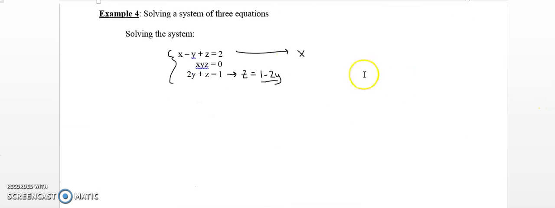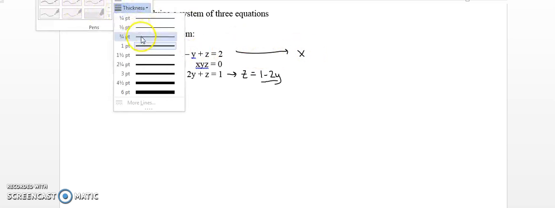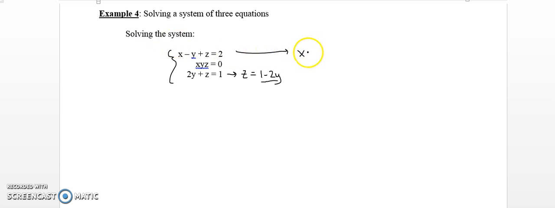I need to remember not to press the back button. Okay. x minus y, and z is actually 1 minus 2y. That's equal to 2. If I simplify this, I get x minus 3y plus 1 equals 2.